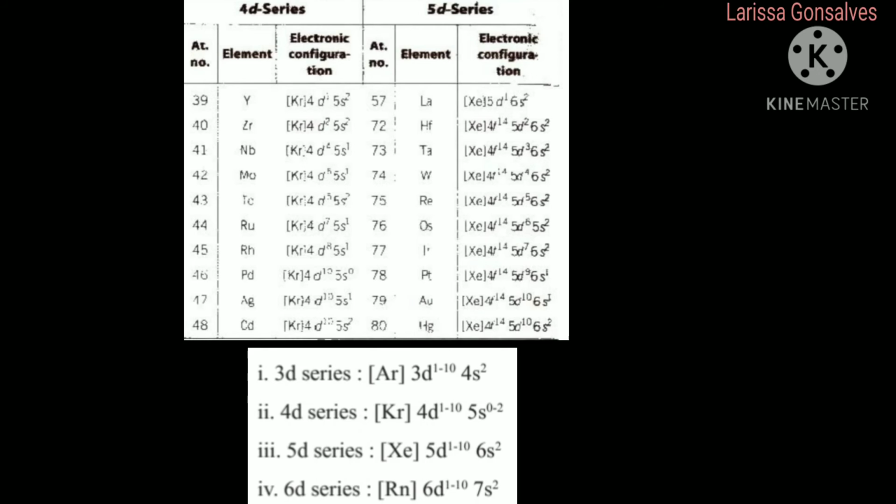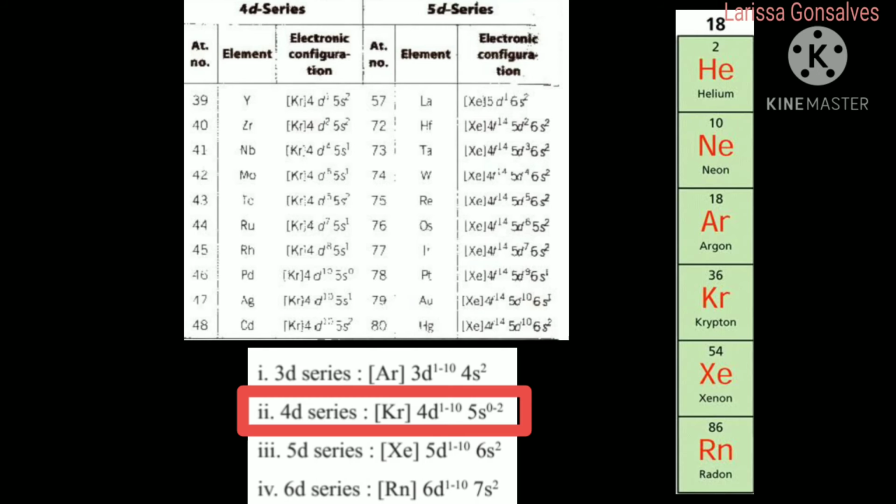In the 4d series, the noble gas core is krypton, and the electrons in the 4d subshell range from 1 to 10. The 4d series starts from yttrium with atomic number 39 and ends with cadmium with atomic number 48. If we look at the electrons in the 4d subshell of yttrium, it has only 1 electron, whereas cadmium has 10 electrons. The 5s subshell has electrons ranging between 0 to 2.